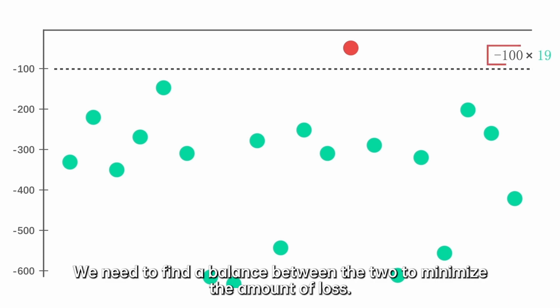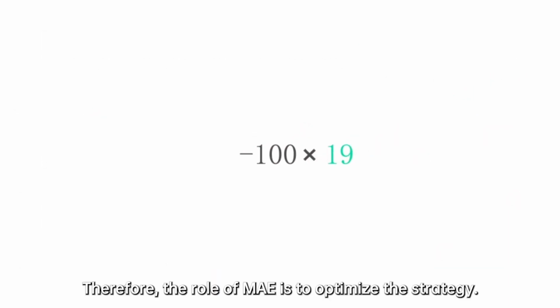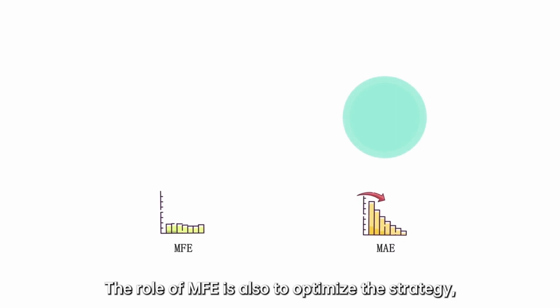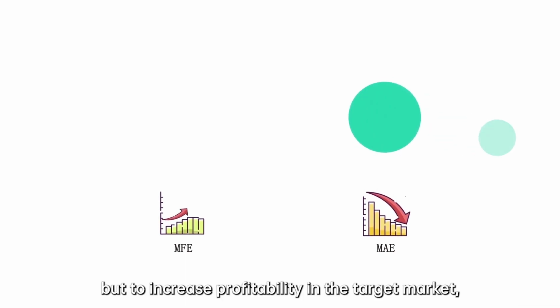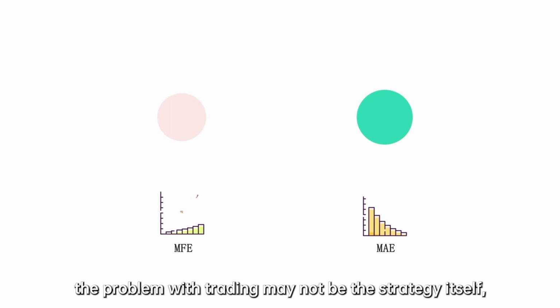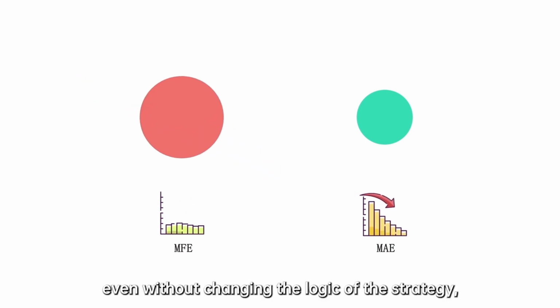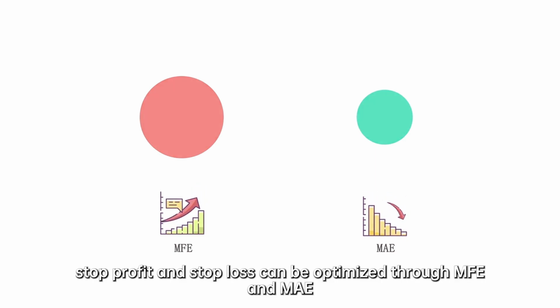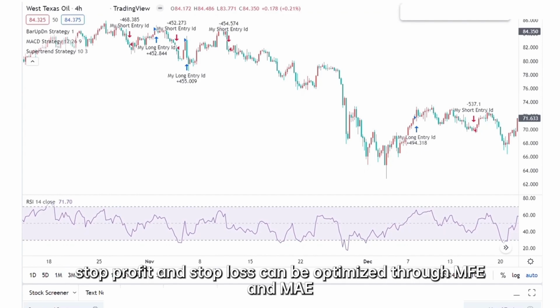We need to find a balance between the two to minimize the amount of loss. Therefore, the role of MAE is to optimize the strategy so that losses are reduced. The role of MFE is also to optimize the strategy, but to increase profitability in the target market. So the problem with trading may not be the strategy itself. Even without changing the logic of the strategy, stop profit and stop loss can be optimized through MFE and MAE.